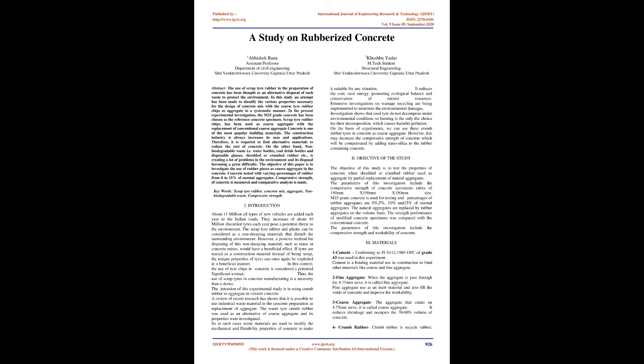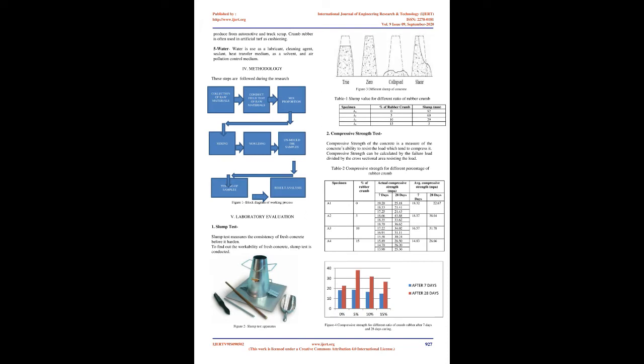The intention of this experimental study is to use crumb rubber as aggregate in cement concrete. A review of recent research has shown that it is possible to use industrial waste material in concrete preparation as a replacement of aggregate. The waste tire crumb rubber was used as an alternative to coarse aggregate and its properties were investigated. So in such cases, waste materials are used to modify the mechanical and durability properties of concrete to make it suitable for any situation. It reduces the cost, saves energy, promotes ecological balance and conserves natural resources. Extensive investigations on waste recycling are being implemented to minimize the environmental damage.